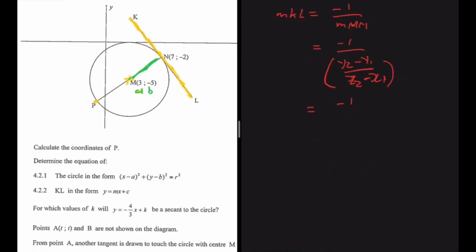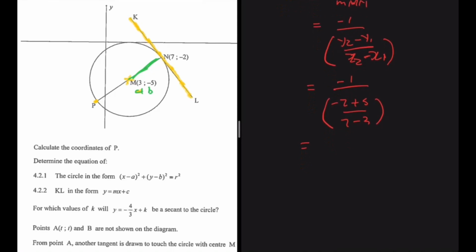So doing that, minus 1 divided by y2, so let's take N as the second coordinate, right? So that will be minus 2 minus 5, so that will be plus 5, and then divided by x2, so we have 7 minus 3, right? And now let me just put that in my calculator real quick and see what I get. So I have 3 basically, and then divided by 4, right? So yeah, the gradient of KL is minus 4 divided by 3, right?